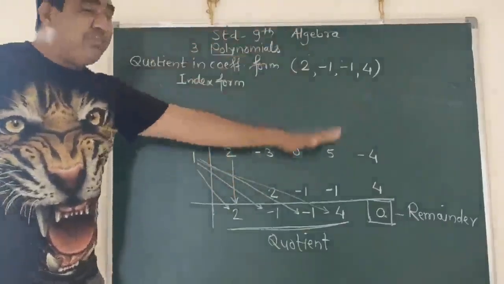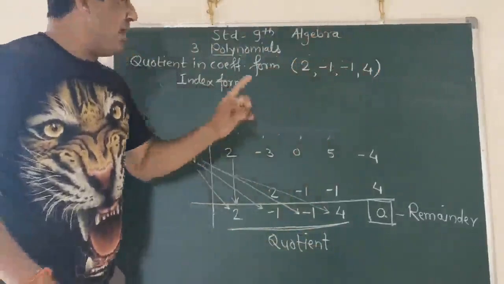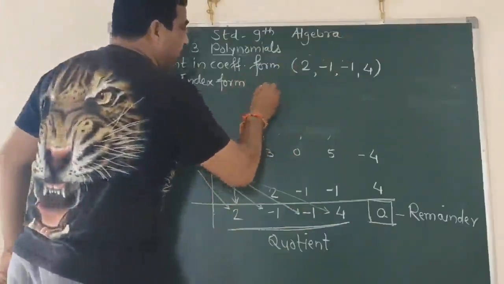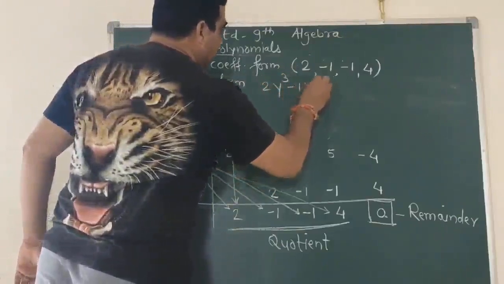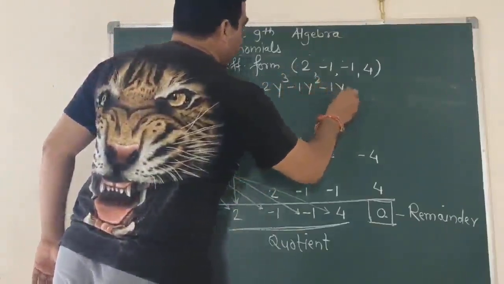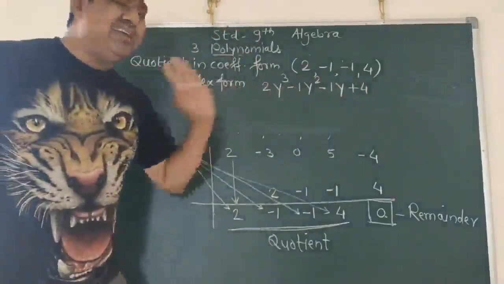Now the variable for the quotient, that is in the form of y. So here you have to use variable y, and you can start with power 3: 2y cube minus 1y square minus 1y plus 4. That is your quotient in index form.